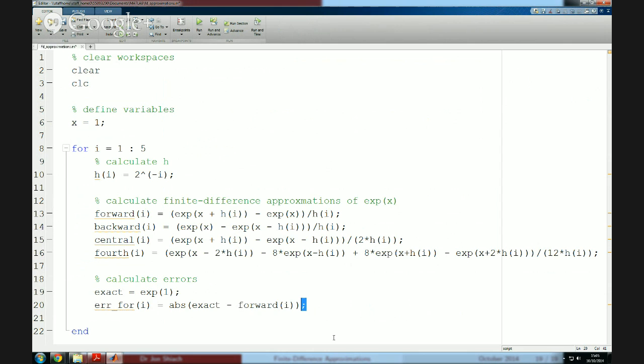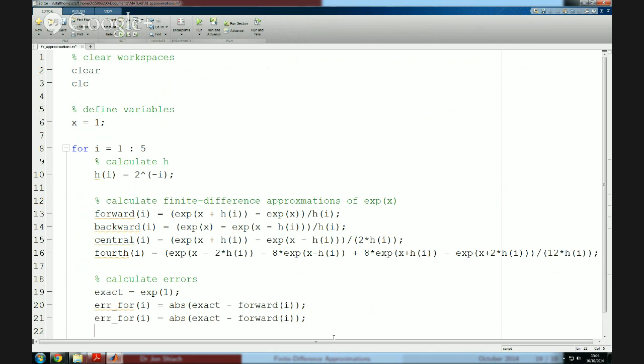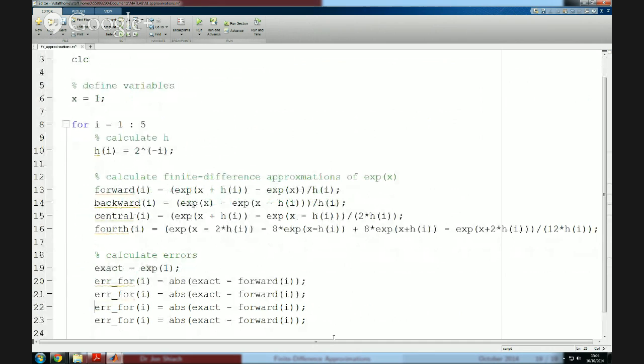I'm going to do the same for the backward, central, and fourth. I'm using a bit of copy and paste trickery. Put it back, call it central, and fourth. So instead of forward, we had backward. Instead of forward, we had central.